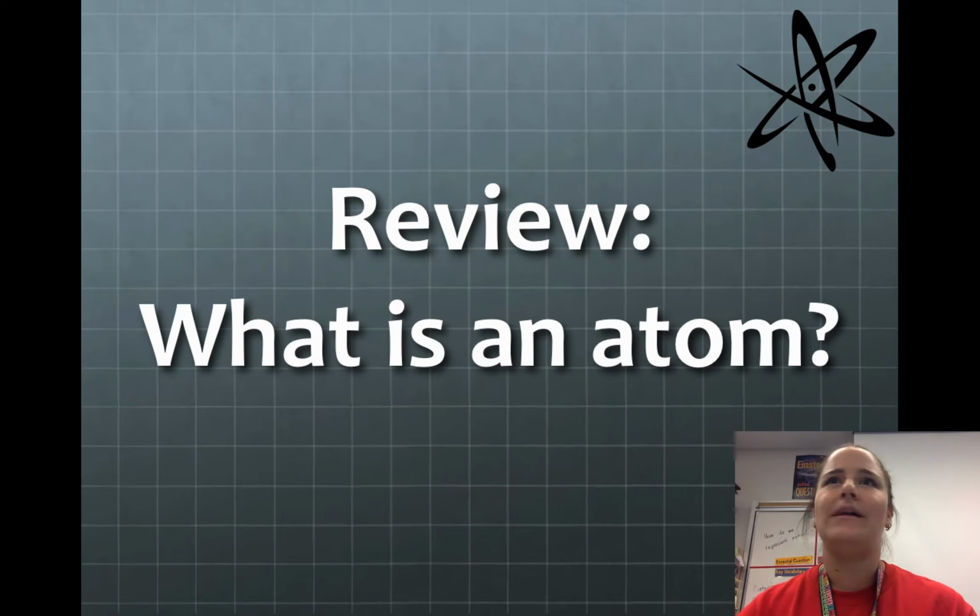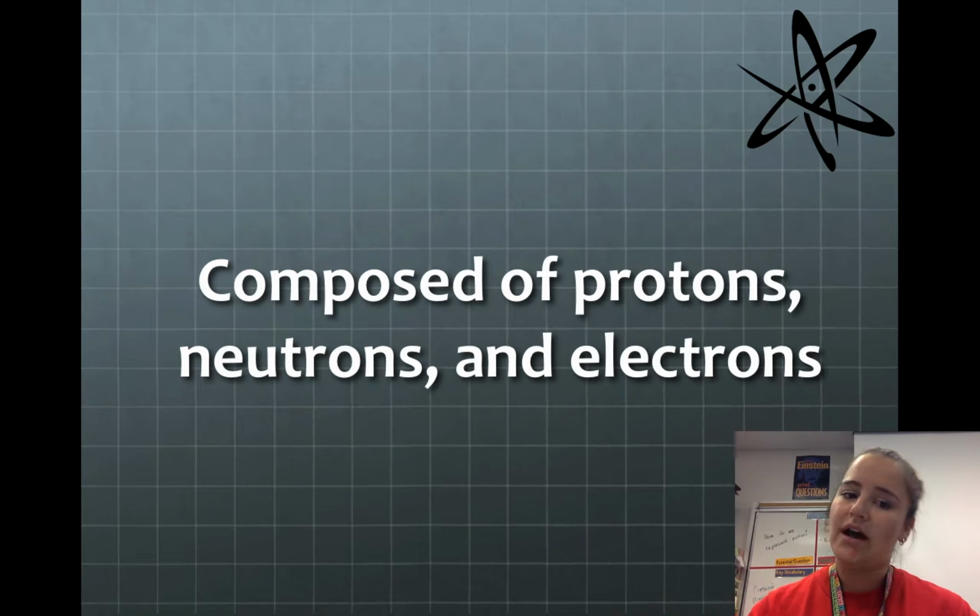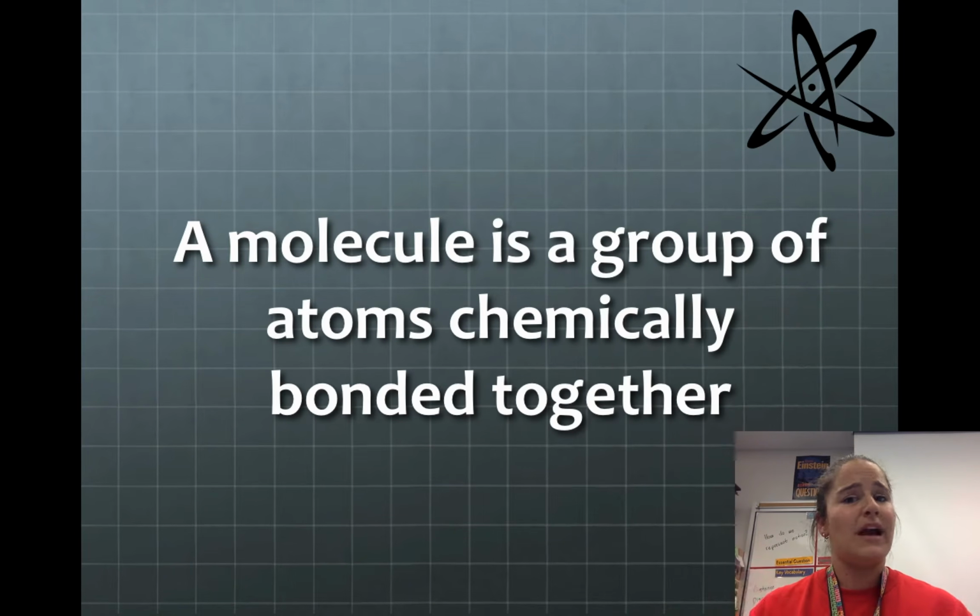So, before we talk about all these atoms and moles of atoms, what is an atom? It's the smallest part of an element that is still that element. It's made of protons and neutrons and electrons. And then we got molecules. Molecules are when you get a bunch of these atoms and they are chemically bonded together.